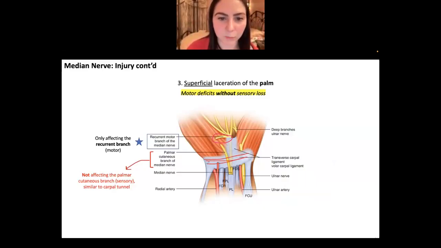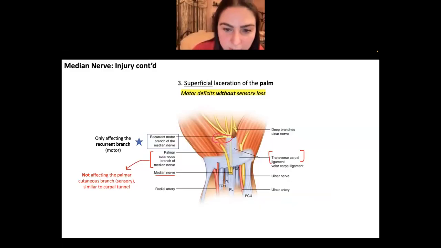See this white thing like this? It's labeled transverse carpal ligament. The transverse carpal ligament, that's your flexor retinaculum. So this is another name for flexor retinaculum. See how the median nerve goes under. All this white, these are all tendons, right? These are all tendons coming off of those flexor muscles of the forearm. They're all going through underneath this flexor retinaculum.